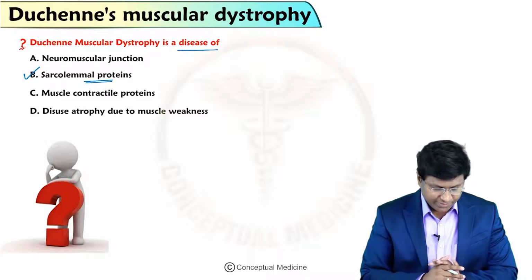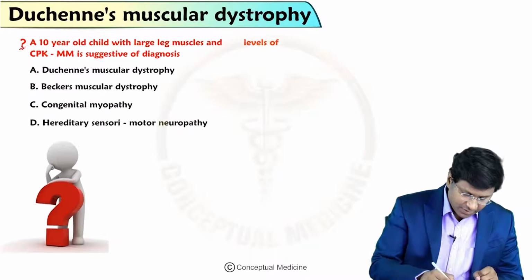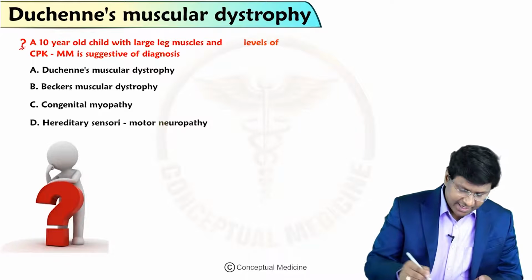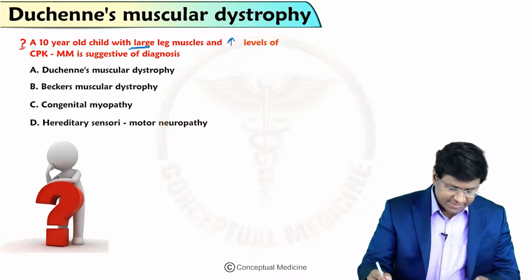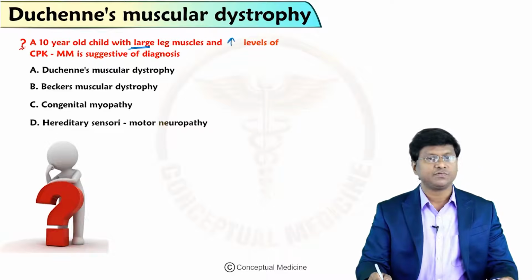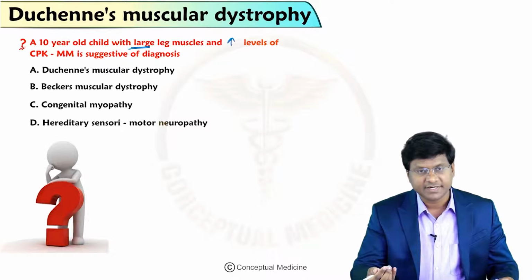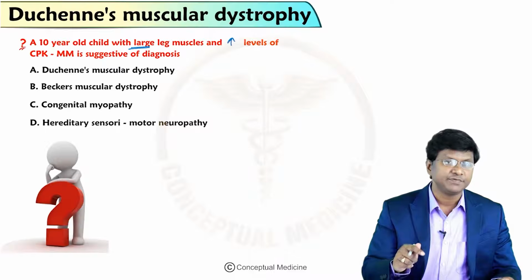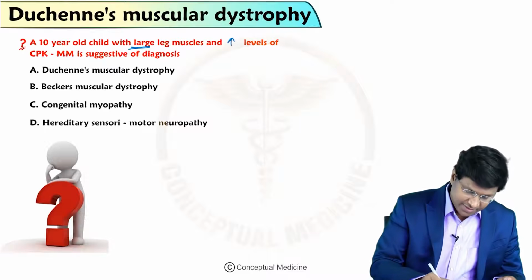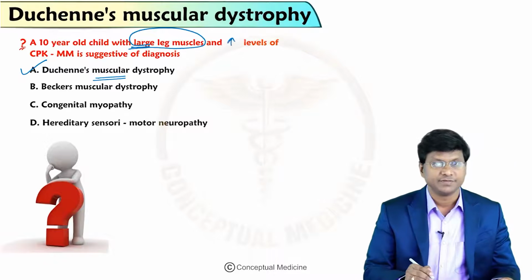Now, I'll just show you one important clinical scenario and then we will discuss this. A 10-year-old boy with large leg muscles and increased levels of CPK-MM is suggestive of the diagnosis of. So CPK-MM is elevated in the majority of your congenital muscular dystrophies, but the type of congenital muscular dystrophy with large leg muscles will be the Duchenne muscular dystrophy, right?